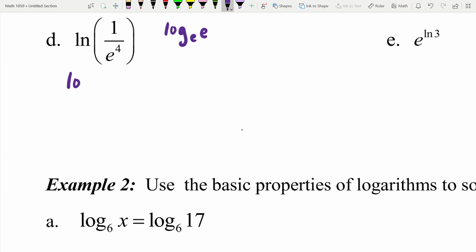So let's write this as log base e of. I'm going to take the e to the 4th that's on the bottom, I'm going to pull it up to the top, and I get an e to the, talk to me, negative 4th. Good, change the sign. Now pull the negative 4 out in front. Negative 4 times log base e of e. Log base e of e is a 1. 1 times negative 4 is a negative 4. And I got it.